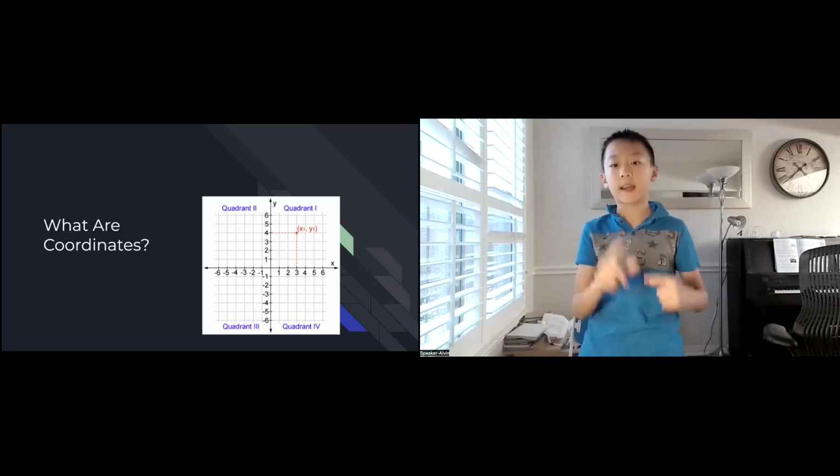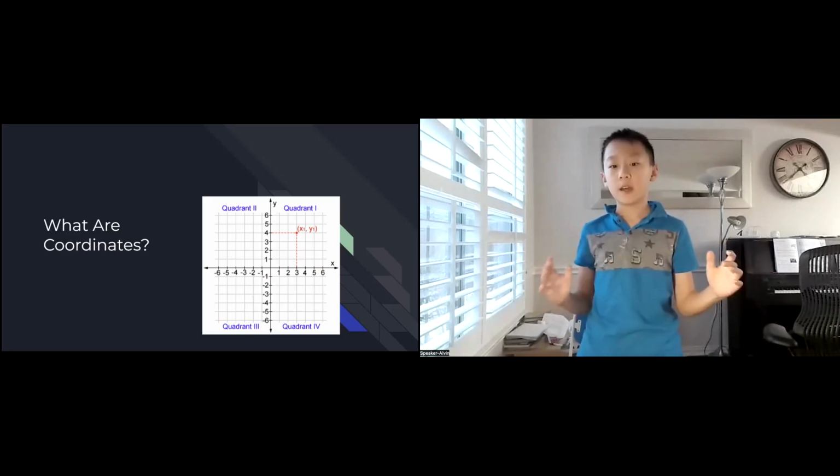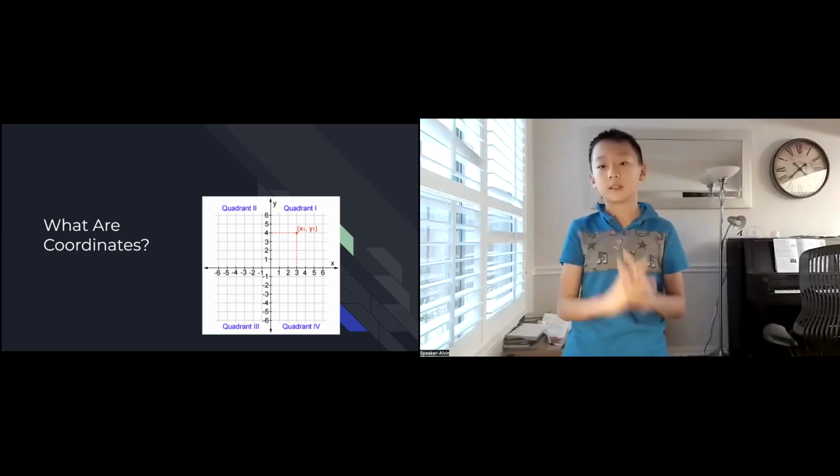Quadrant 2 is the negative positive. Quadrant 3 is the negative. Quadrant 4 is the positive.